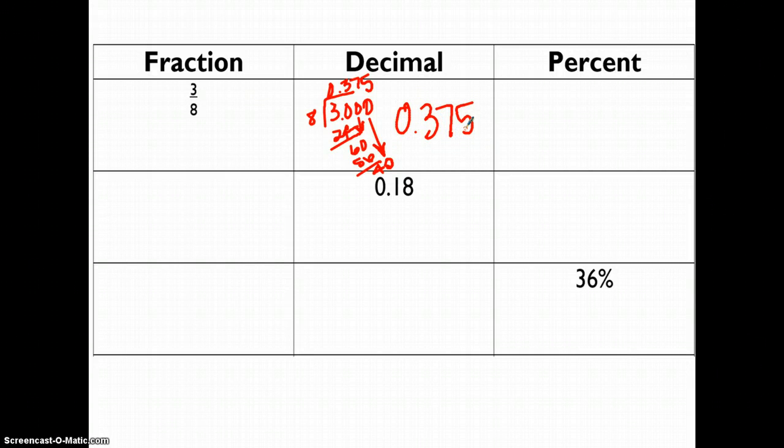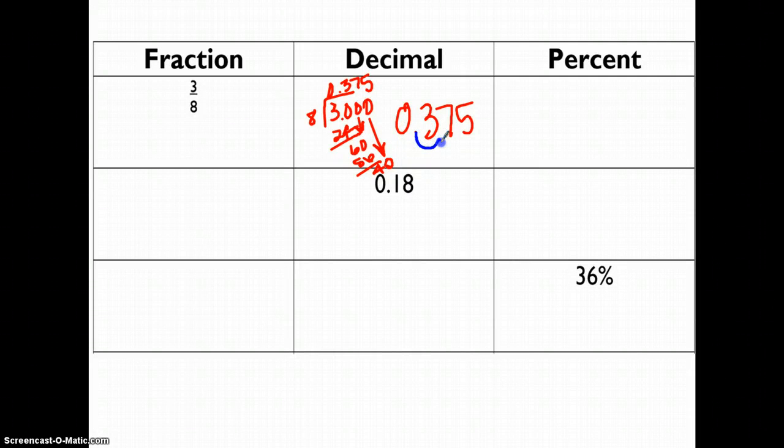0.375. Okay, and to get a decimal to a percent, I swoop towards the percent sign. So 2 swoops to the right, and I get 37.5%.